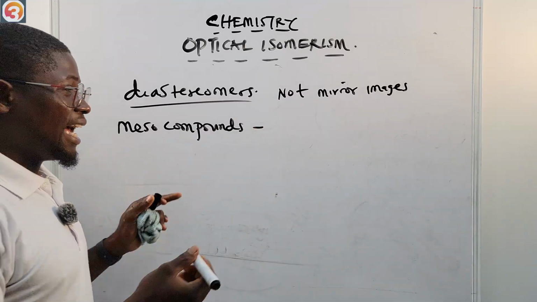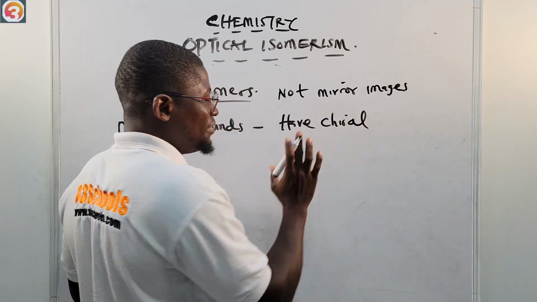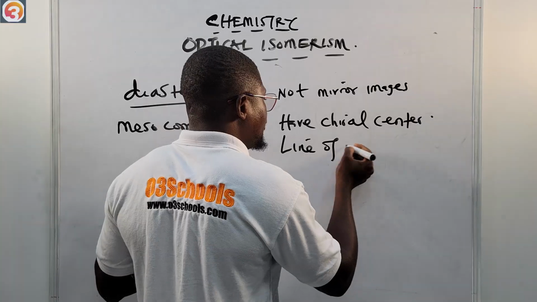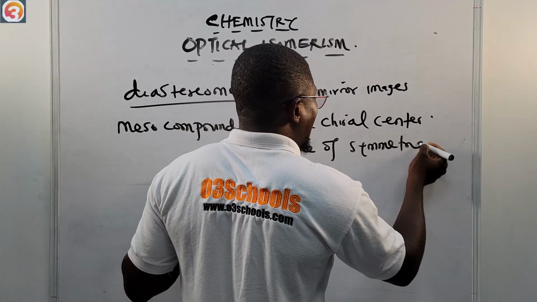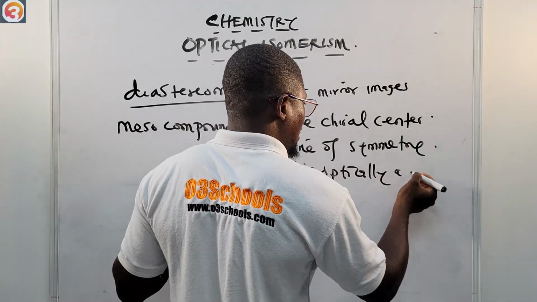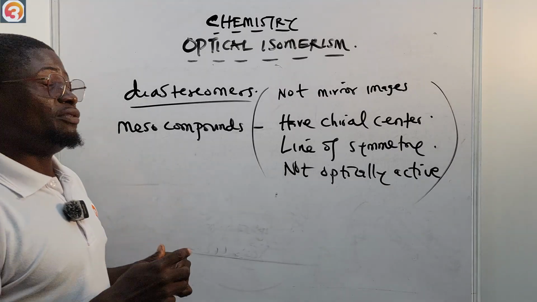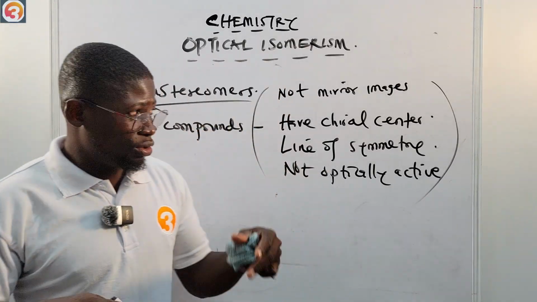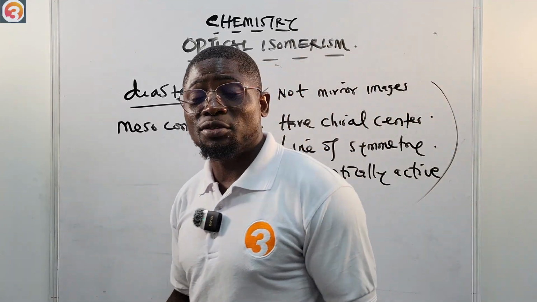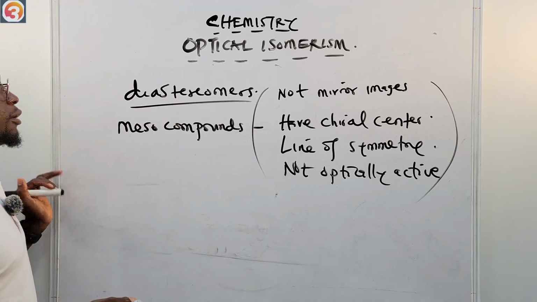Mesocompounds are characterized by having chiral centers. They have a line of symmetry, but they are not optically active. Within the scope of this class, this is just what you should know. I'm just adding them, so you may not really need them at this level. But just know them, because you never can tell. When you get to a higher institution, you are going to deal with this in a whole lot more depth.